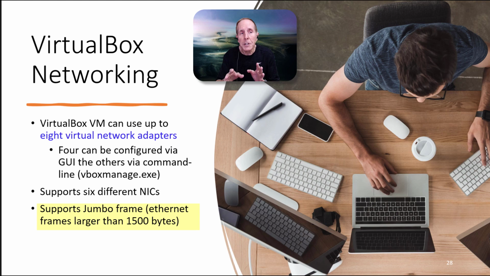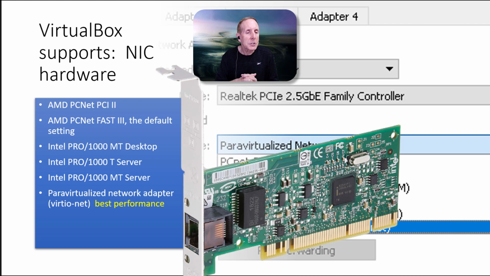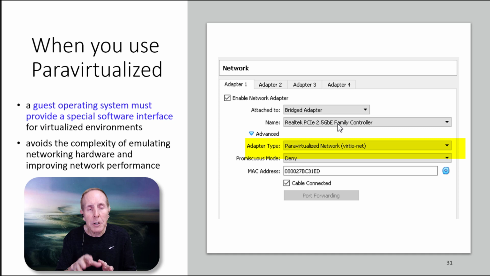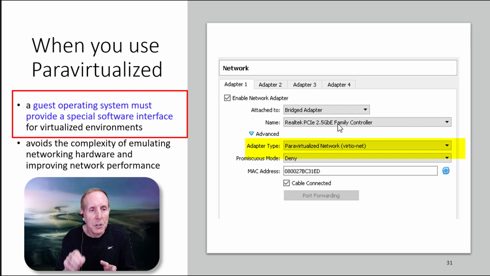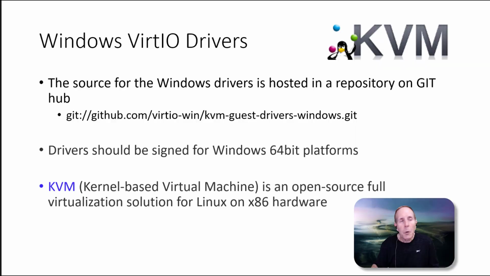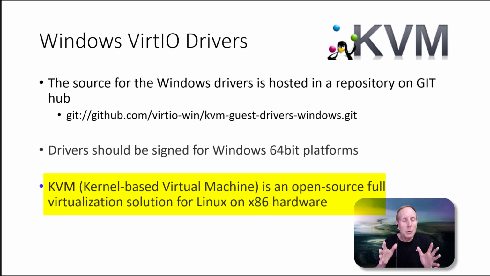It does support paravirtualization network adapters, and they give you the best performance, but you do have to do some extra work to use them. If you're trying to squeeze the most out of your network, you're going to have to use your paravirtualized network cards, but the guest operating system must provide a special software interface. This avoids complex emulation of network hardware and pretty much improves your network performance. The open source project that is supporting this type of driver is KVM. It's a kernel-based virtual machine, an open source, full virtualization solution for Linux, but they also supply these drivers. So you can get Windows 64-bit drivers, but you do have to sign them yourself.